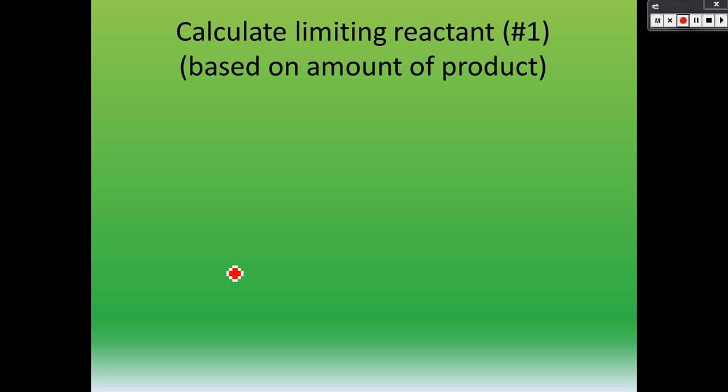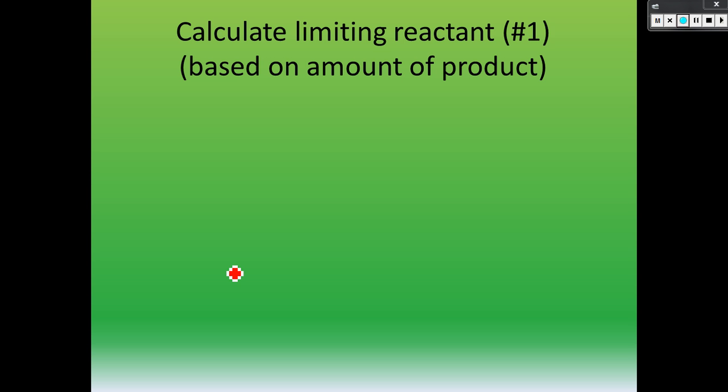So the limiting reactant, as we've talked about, is the reactant that limits the amount of product you can make. Or, as a couple of people said in class, it's the reactant that you run out of first. The other reactant, or the other reactants, if there's more than two, are called the excess reactants. Excess means extra, more than enough.